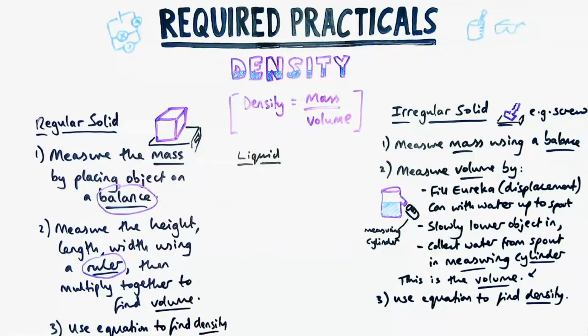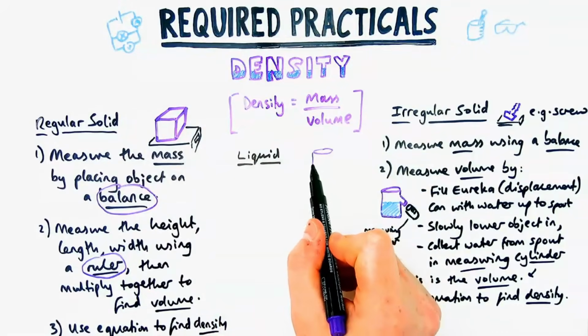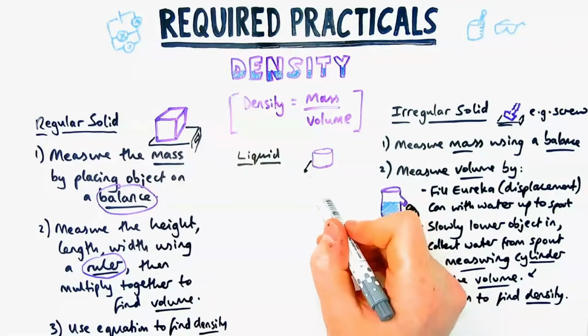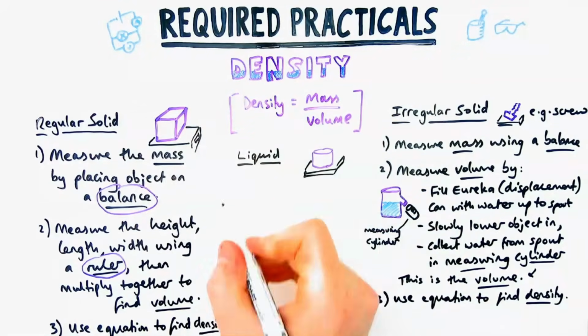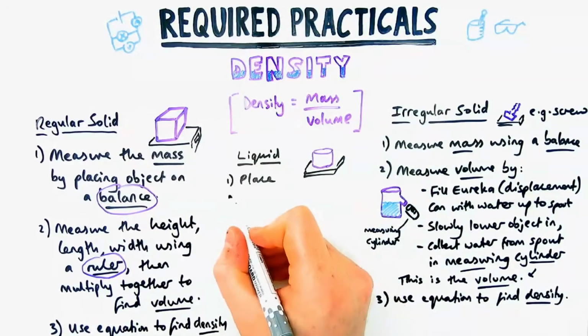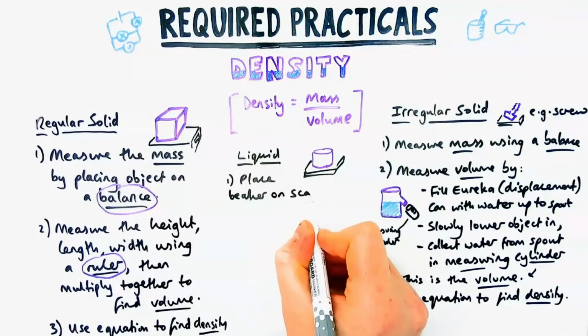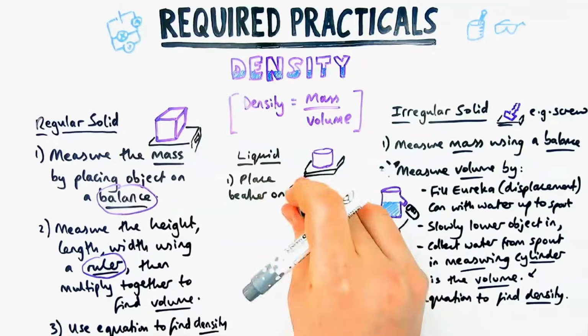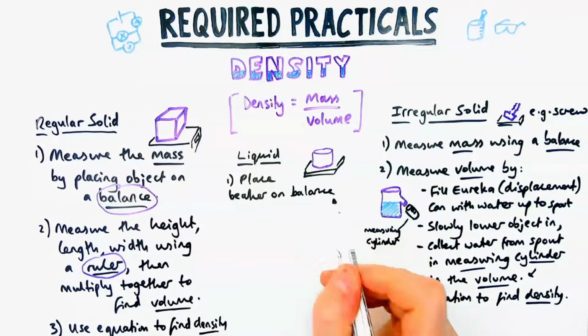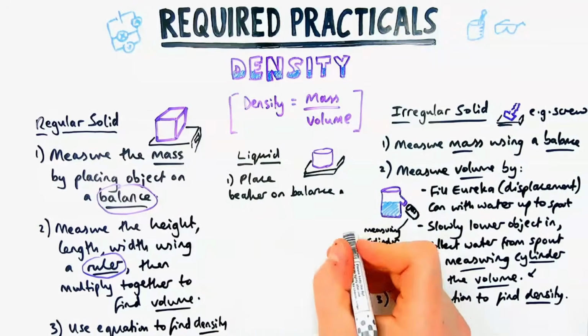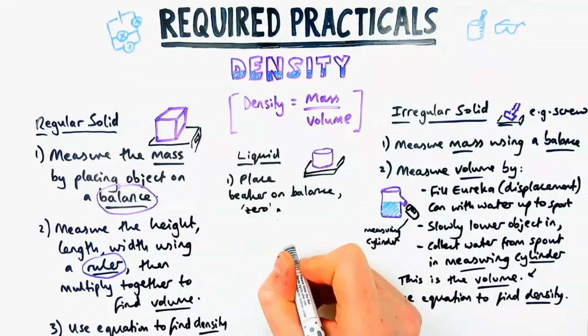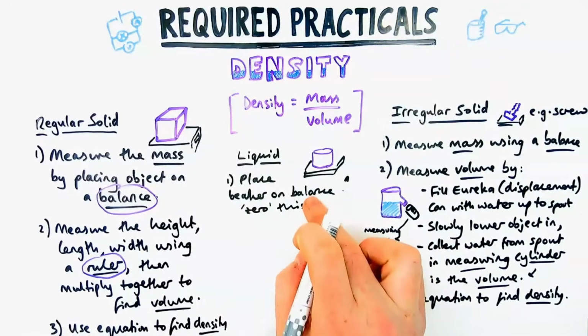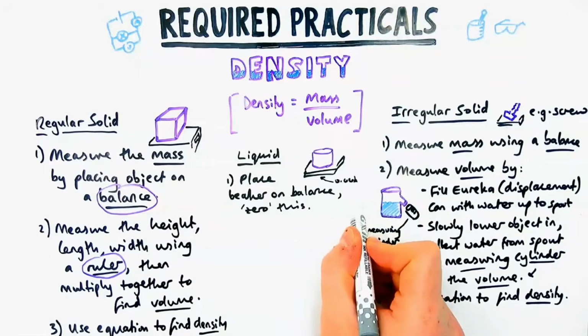Now, you could be asked to find the density of a liquid, okay, which is even easier than the first one, I would say, because first of all, you're going to put your beaker on a scale, on a balance, beg your pardon, measuring scales or a balance. Then, instead of measuring the mass this time, you're going to zero it, essentially. So make the mass zero when there's a beaker on it. Now, the reason for that will be clear in a second.